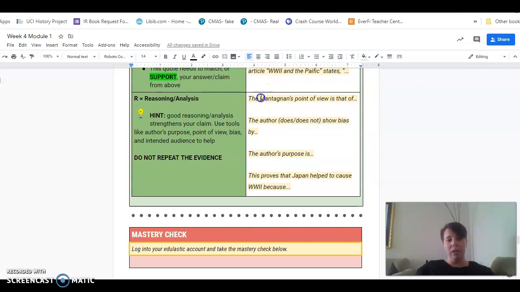This should just say Montagon. Montagon's point of view is that of, so what was his ultimate point of view and opinion? The author does or does not show bias. Does he show that Japan was good? Does he show Japan was bad? Right or wrong in their actions?